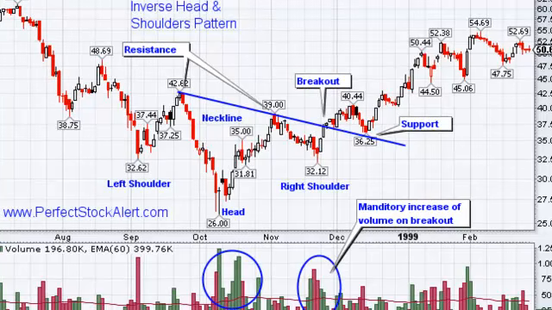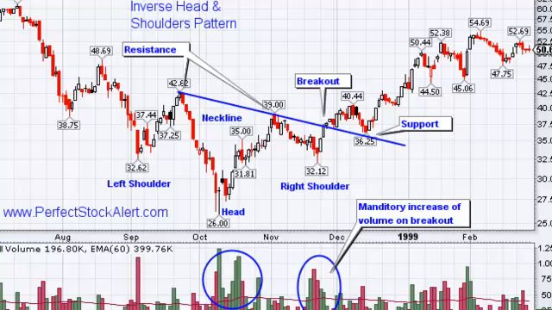Today we're going to be looking at the inverse head and shoulders pattern, also known as the head and shoulders bottom reversal pattern. Don't let this chart with all the annotations on it spook you. It's really not as complex as it looks, and I'll simplify it for you. The inverse head and shoulders pattern is basically the head and shoulders pattern upside down, or turned on its head, if you will. It's really quite simple.